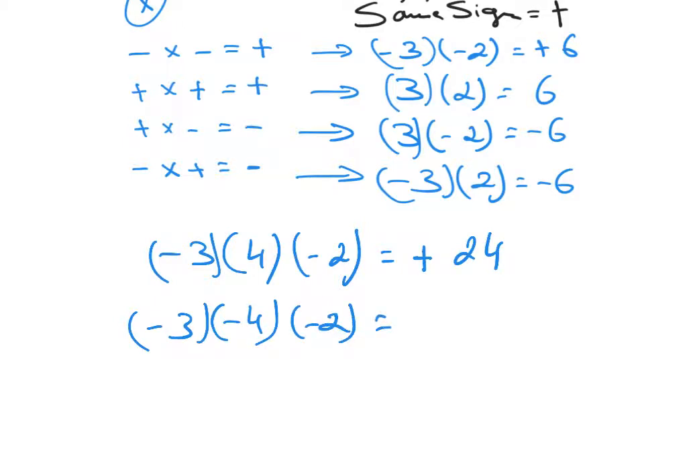In this case, I count the number of negative signs here. I get 1, 2, 3. The number of negatives is 3, which is odd. So if I have an odd amount of negatives, the result is going to be negative. So it's going to be negative 24.